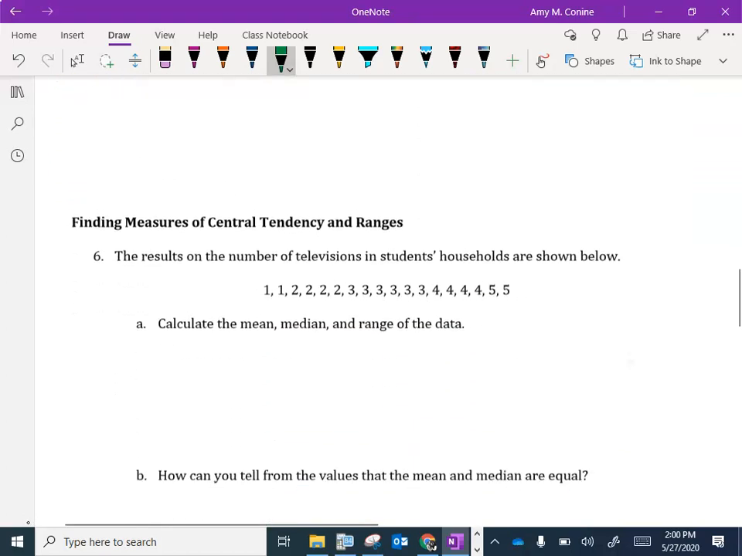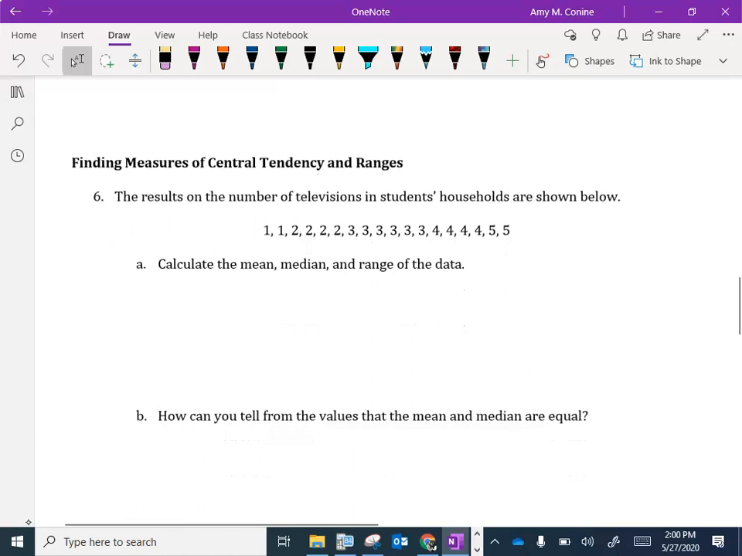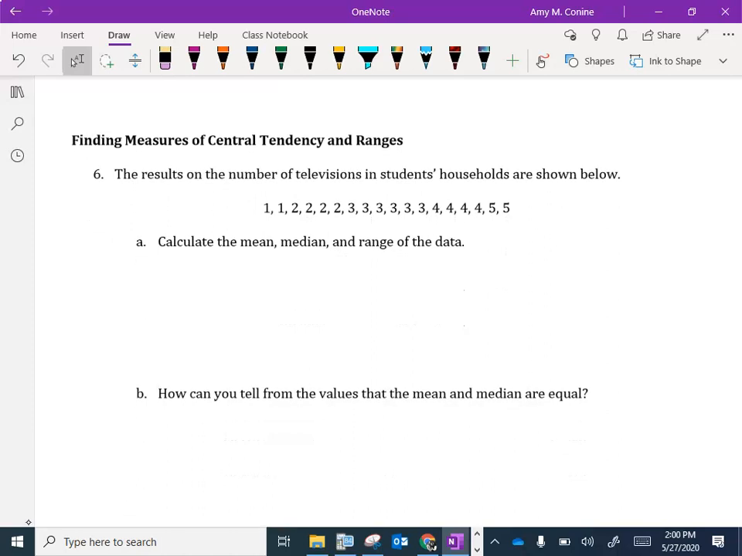So then let's take a look at number 6. So the results on the number of television students' households are below. Calculate the mean, median, and range of the data. I'm going to have you do 6A on your own as well. You should be able to do that. And then part B, how can you tell from the values that the mean and median are equal? I want you in your own words to describe what's happening in the data.